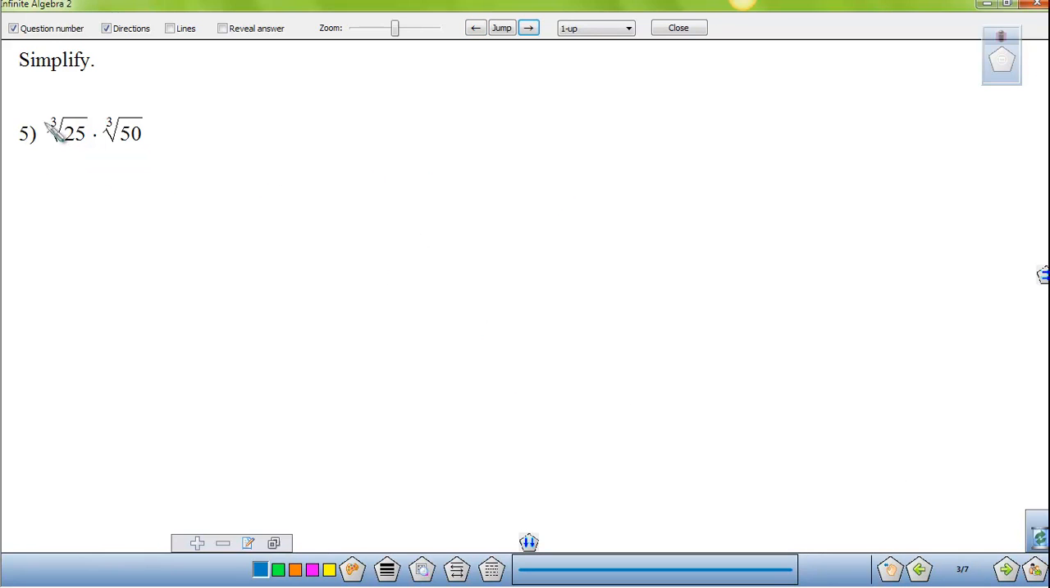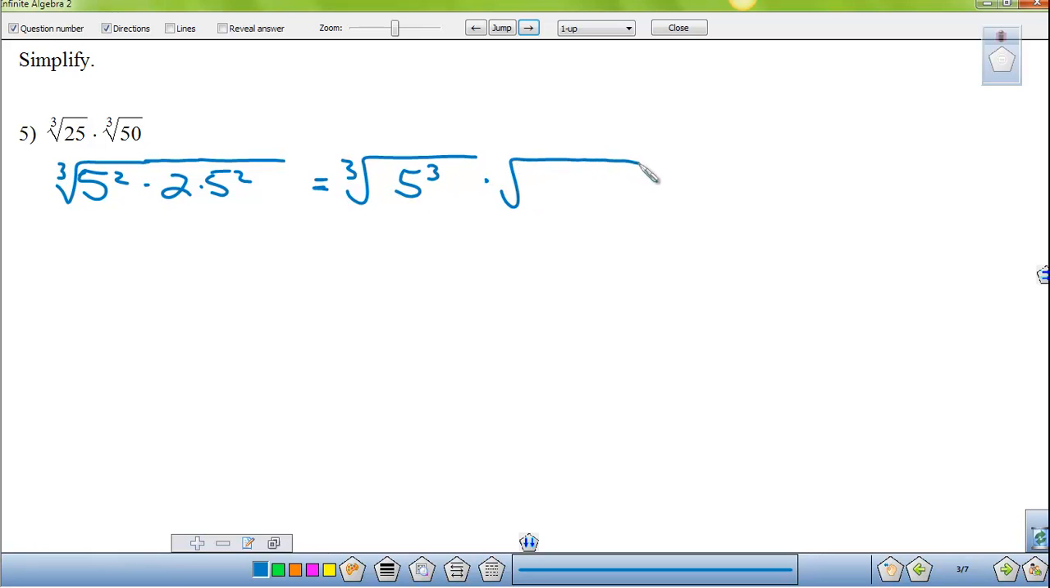In this example, once again, we have the 3's that are the same, so it's permissible to go ahead and multiply these together. We know that 25 is 5 squared, and that 50 is a multiple of 25, so that would be 2 times 5 squared. Now we want to group these fives up into groups of 3. So when we do, we're going to have 5 cubed, and any extras that don't form that trio have to go underneath a separate radical.